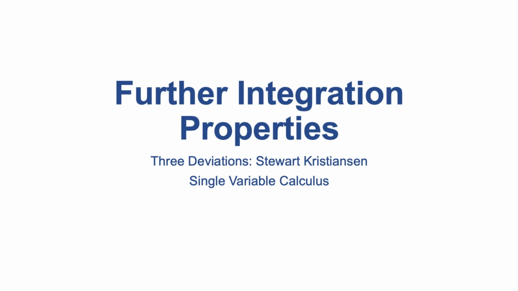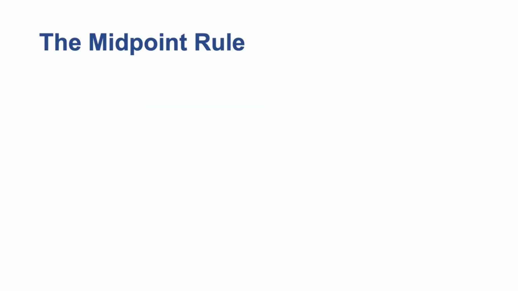But we are going to just round off our study of this summation stuff and our elementary integral properties, and then we'll talk about easier ways to evaluate these. So let's start with some integration properties. We're going to talk about the midpoint rule first. This is part of our study of Riemann sums.